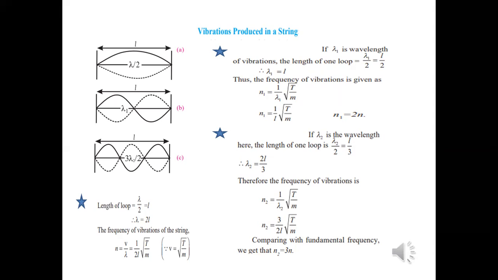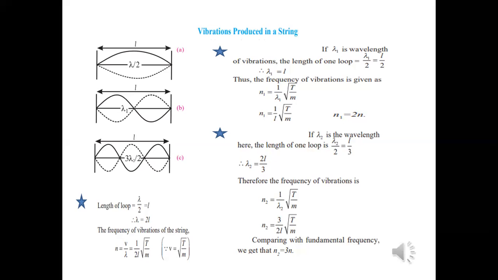Now let us consider the second diagram, B. Here you can see two loops are occurring. So the frequency is termed the first overtone, which is higher than the fundamental frequency. In this case, if lambda 1 is the wavelength of vibrations, the length of one loop becomes lambda 1 upon 2, which is equal to L upon 2. This gives us the equation lambda 1 is equal to L.